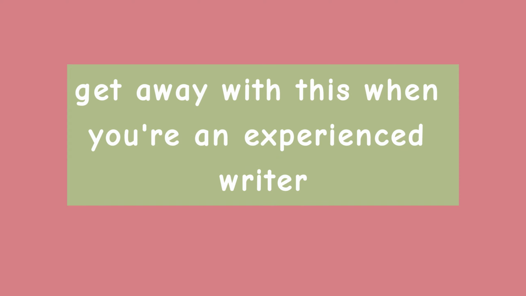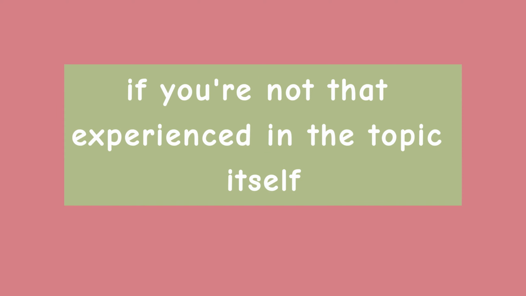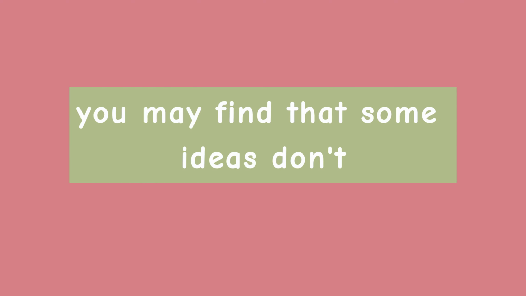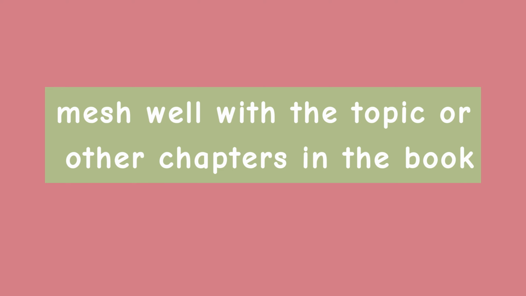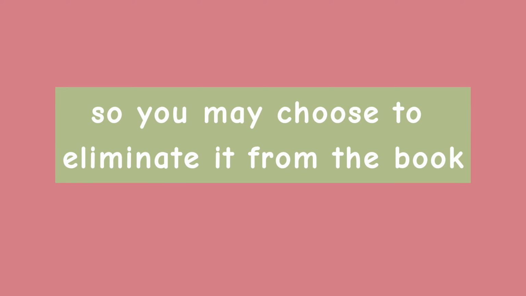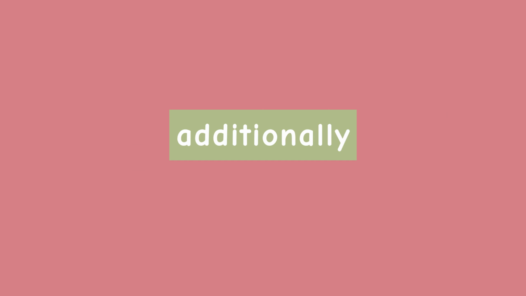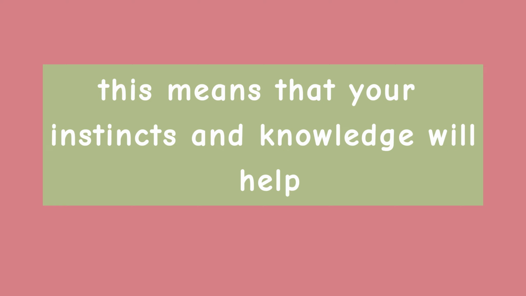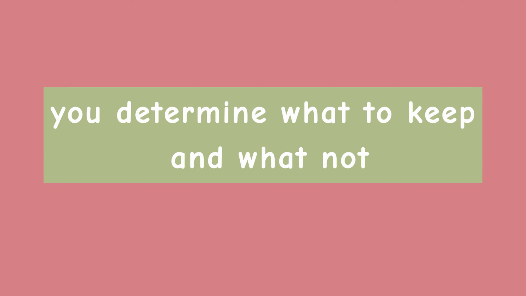It should be noted that you can get away with this when you're an experienced writer. If you're not that experienced in the topic itself, you can use other books on a similar subject as a starting point. As you write, you may find that some ideas don't mesh well with the topic or other chapters in the book, so you may choose to eliminate them from the book. Additionally, you may choose to deviate from your plan. This means that your instincts and knowledge will help you determine what to keep and what not.